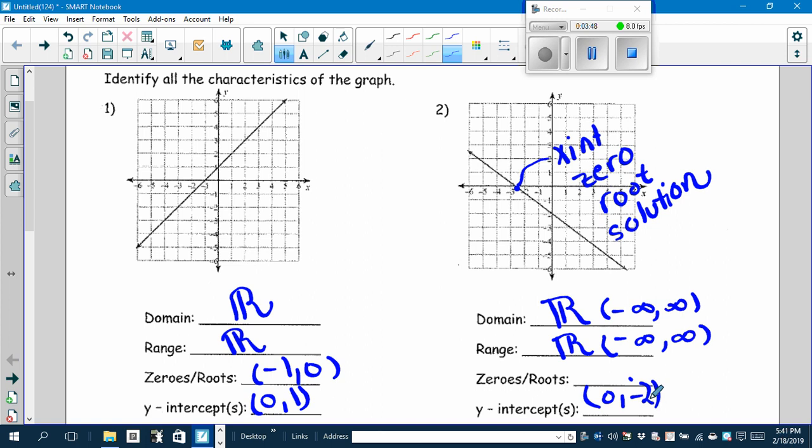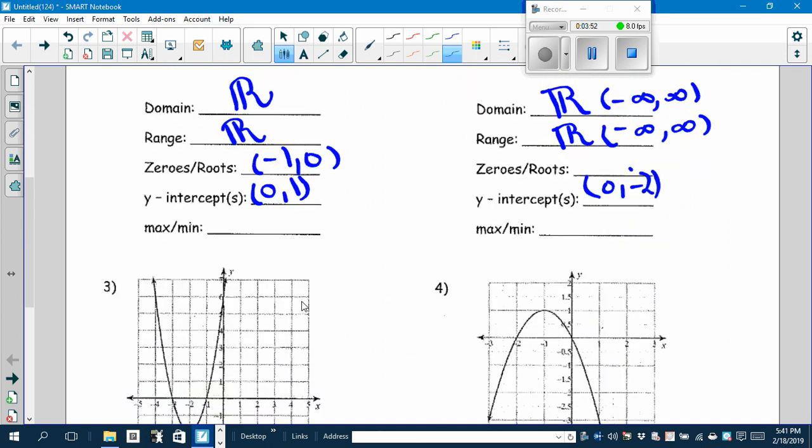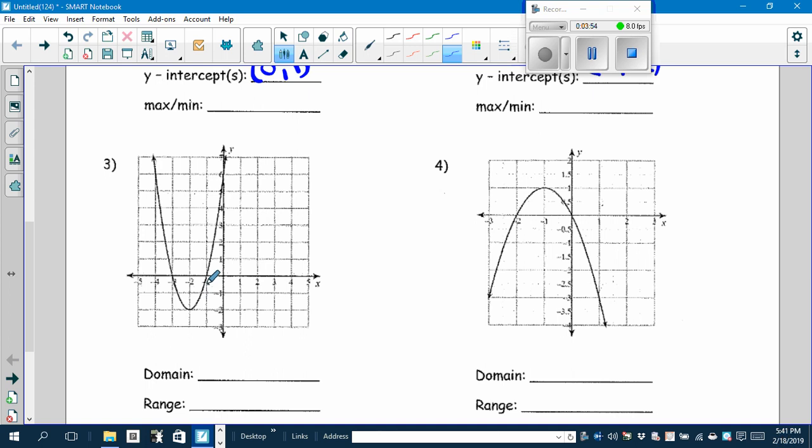Okay, sorry about my horrible handwriting. So, okay, and there's no max or min with lines, okay? This one will have a minimum point. And remember, this kind of goes along with the idea of your domain and range. Remember when I talked about how they point upwards? So this point is (-2, -2), right?